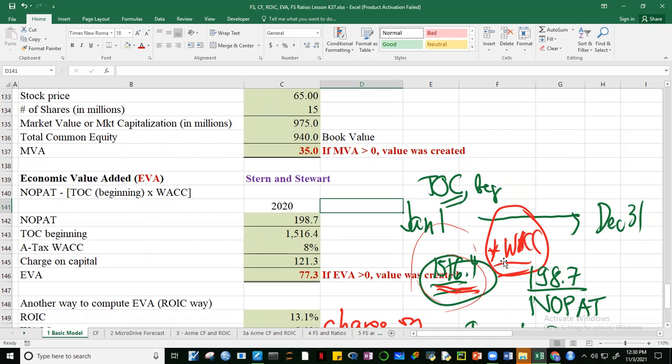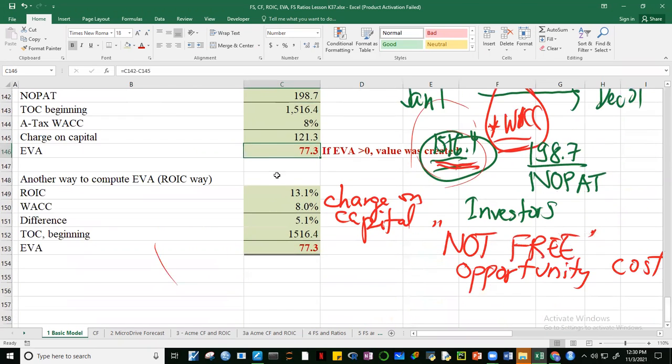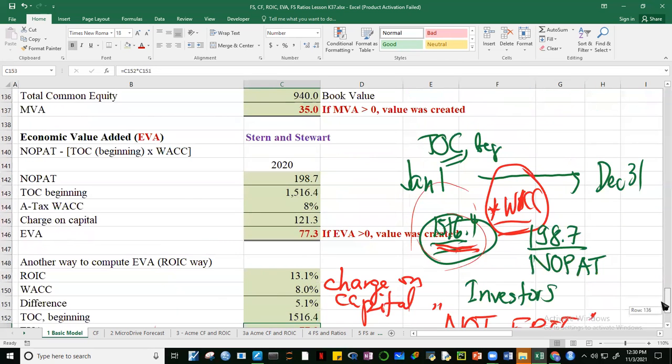Now we compare what profit was generated compared to the charge on the capital. The difference is your economic value added. Or you can use the ROIC way by comparing the ROIC with the WACC. Since the difference is positive, we know that value was created, 77.3 million.